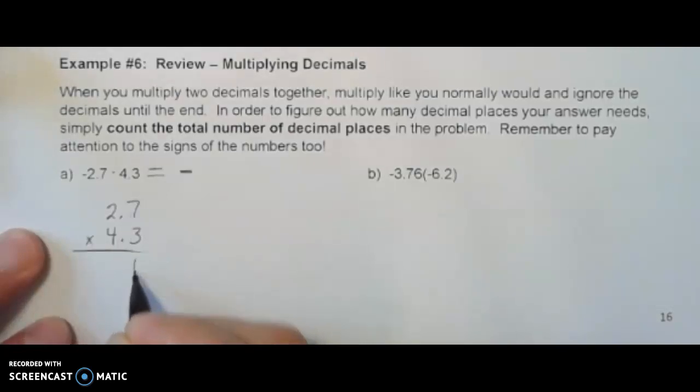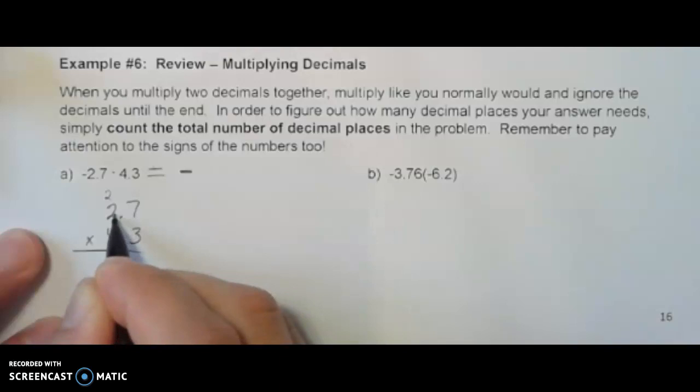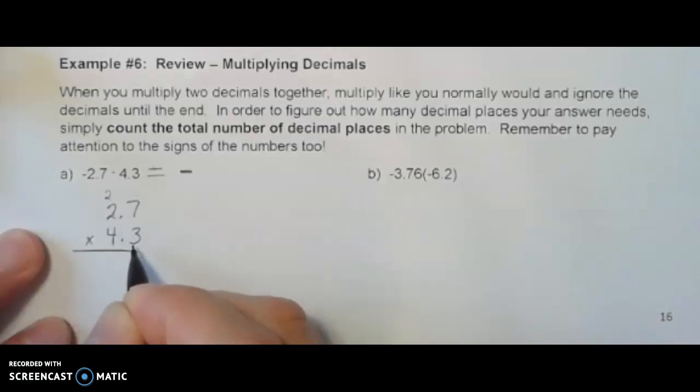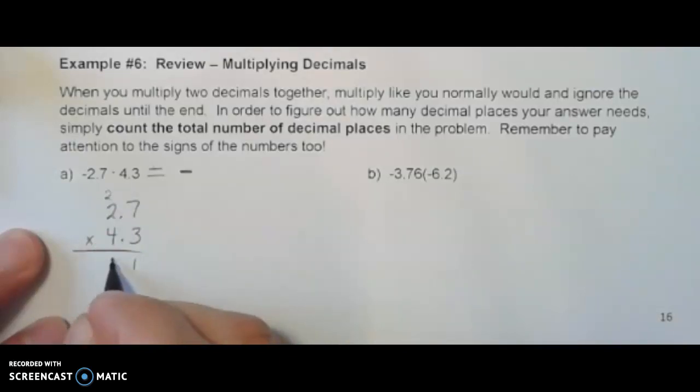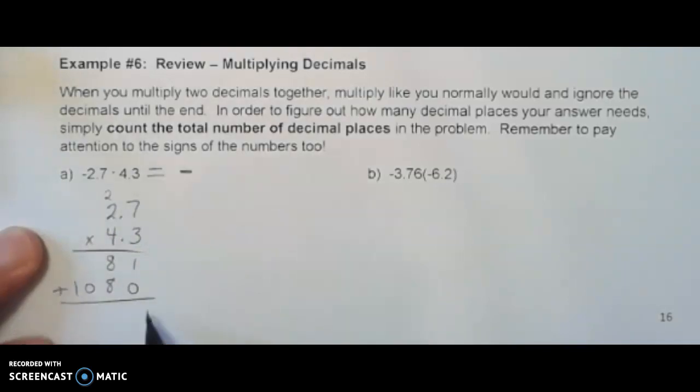7 times 3 is 21. 3 times 2 is 6, add 2, which gives us 8. I need a 0 placeholder under the 1. 4 times 7 is 28. Carry my 2, it's already there. 4 times 2 is 8, add 2 is 10. And now we add 1 and 0 is 1. 8 and 8 is 16. 1 and 0 is 1.